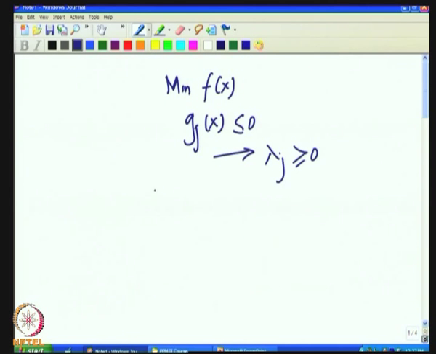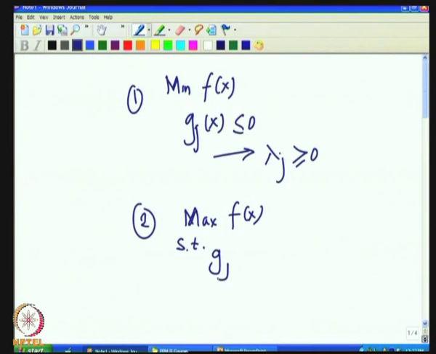So, we will write them more formally. I will change the first one; this is the first form. In the second form, I will write maximize f of x subject to g j of x less than or equal to 0. So, the constraint I have not changed, but the objective function I have changed. From minimize I have written as maximize. In this case, lambda j will be less than or equal to 0.